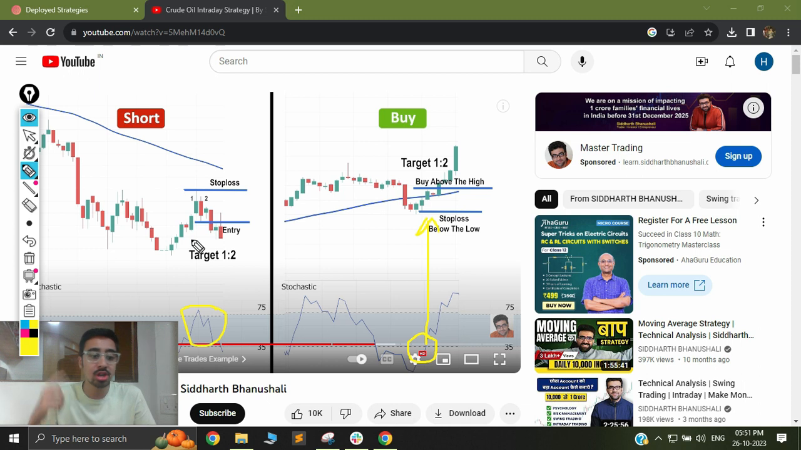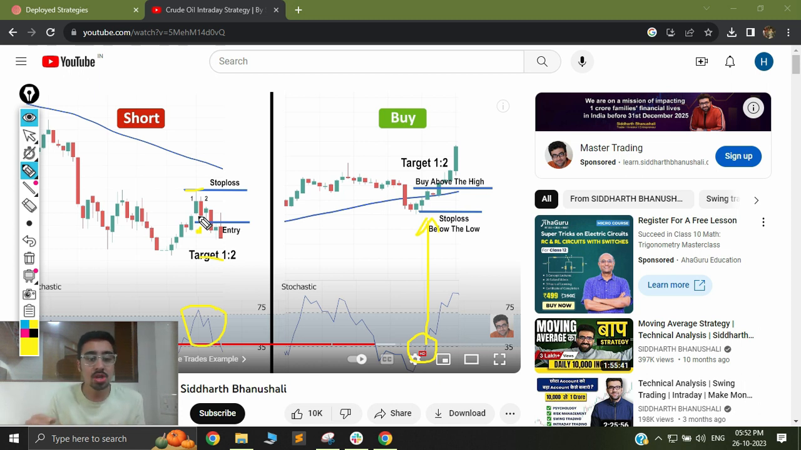Once we take a long or a short trade, we have a stop loss and a target. Now in case of a short trade, our stop loss is the high of the -1 and -2 candles. By -1 and -2, I basically mean the candle before the entry candle, and the one before that particular candle. So let's say if this is the entry candle, this candle and this candle is what we would be looking at as our stop loss value.